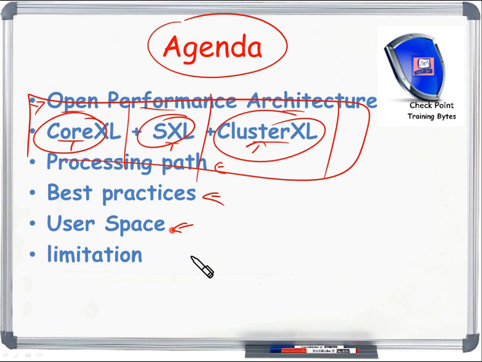And also we'll discuss the user space processes, how these user space processes communicate to the different architectures. And then we'll look at some limitations like VoIP limitations, and also we'll look at VPN limitations, and we'll discuss how to optimize and enhance and work around these limitations.